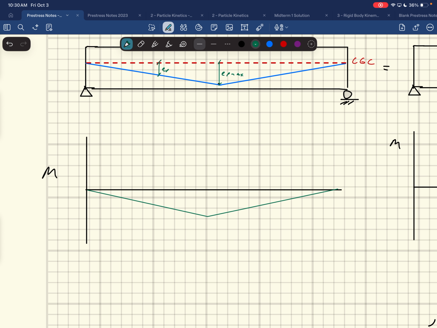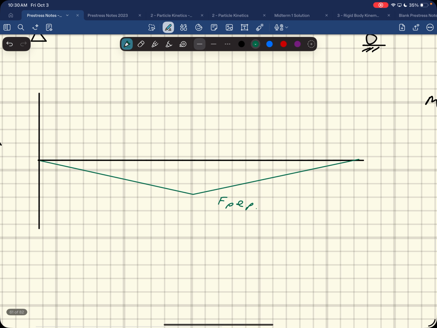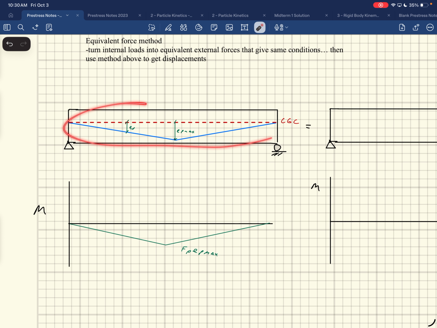Like that. That's what my moment diagram would look like from the internal forces, right? And this maximum moment would be F P times e_p max. And that's the maximum moment. So that internal pre-stressing layout would cause an internal moment that looks like this.